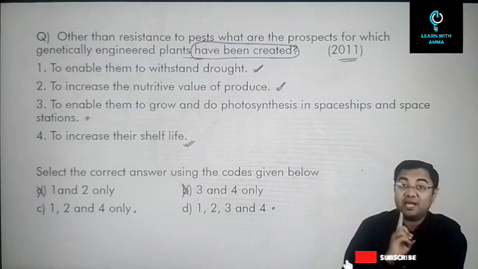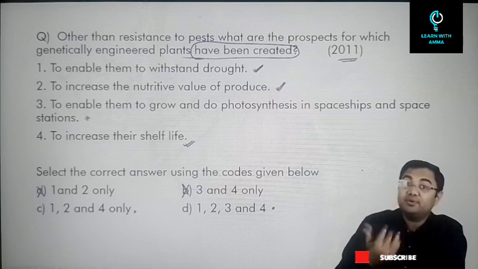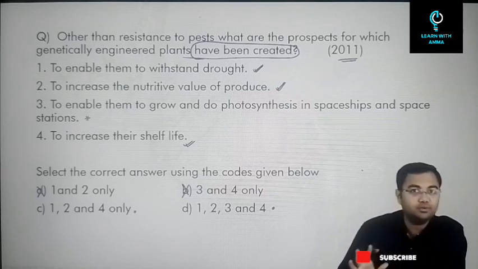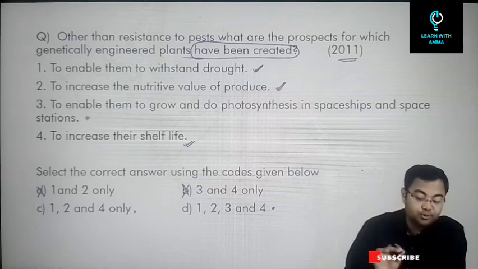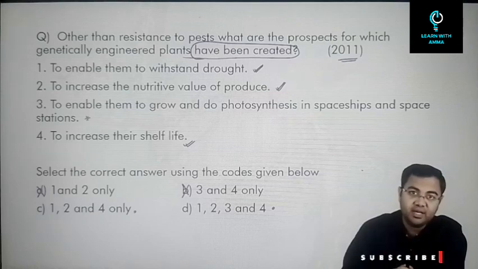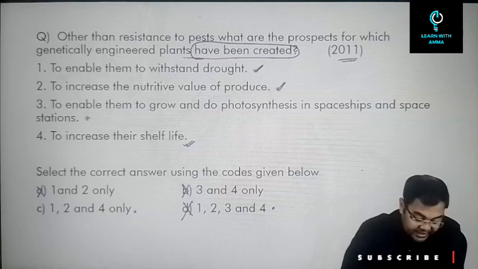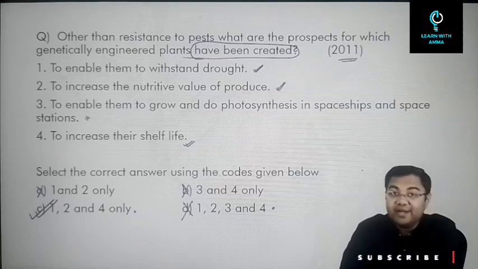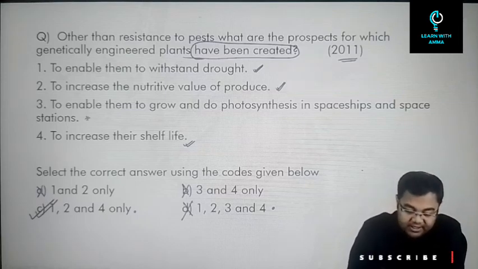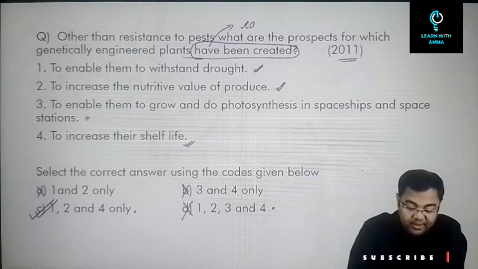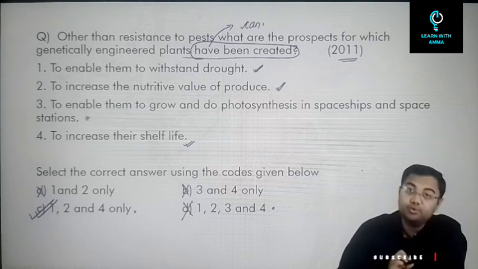Alright. The question is about have been created, not can be created. If it was about can be created, definitely 1, 2, 3 and 4 were correct. But since the question had asked have been created in 2011, this was wrong. And that's why the correct answer here is 1, 2 and 4 only. If instead of have, this was can be created, then in that case 1, 2, 3 and 4 would have become correct.